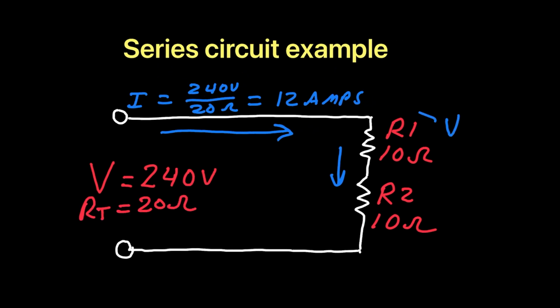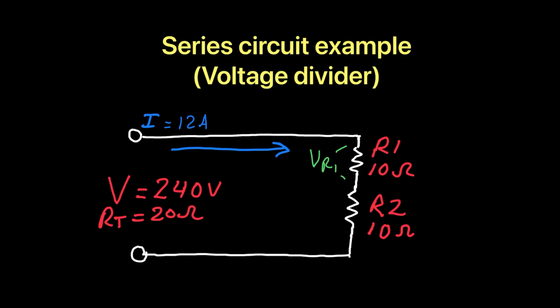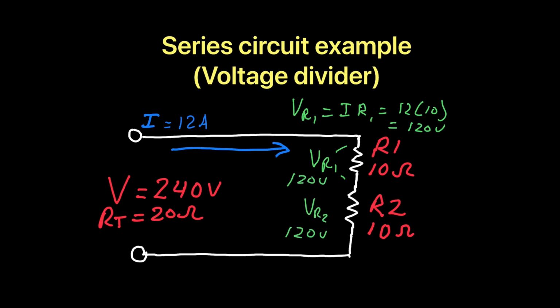A voltage divider is now formed by the two loads. This occurs because the 240 volt source voltage is distributed across R1 and R2 in a way that depends on their respective resistances. Now we can easily arrive at those values by again using Ohm's law. The voltage across R1 is simply I times R, or 12 amps times 10 ohms, or 120 volts. Since R2 has the same resistance, the same applies to it. Notice that the sum of the voltage drops is equal to the source voltage. That's how voltage dividers work.